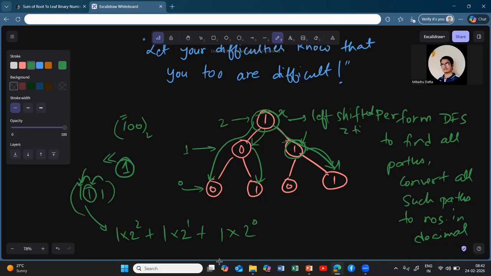Basically left shifted 2 times. This node is what? It is left shifted 1 time. I hope you do understand. And this one is not shifted at all. In this manner you can store all the answers.